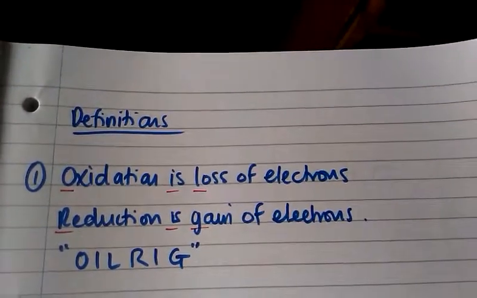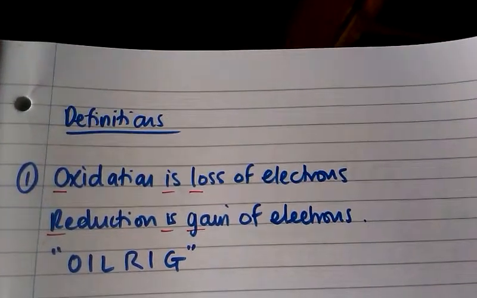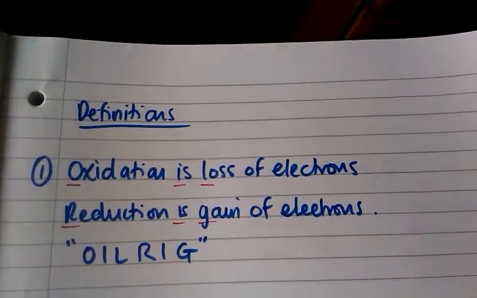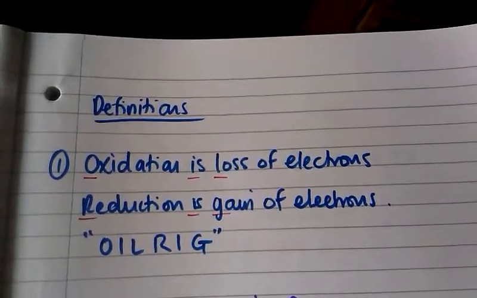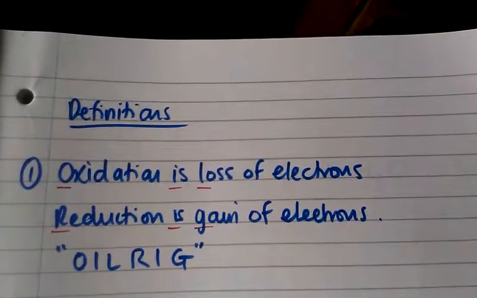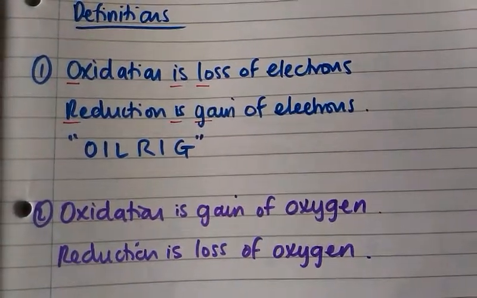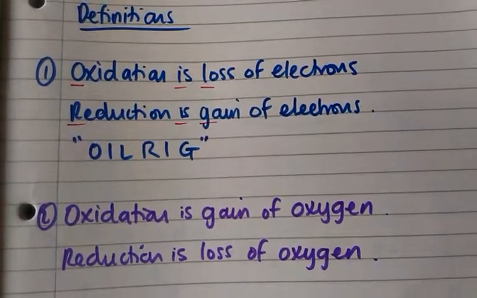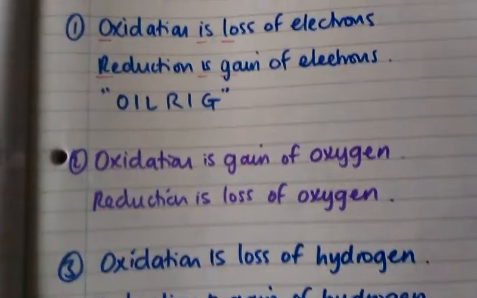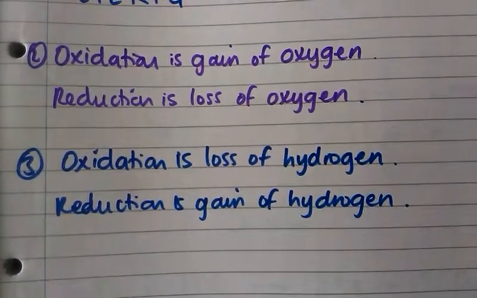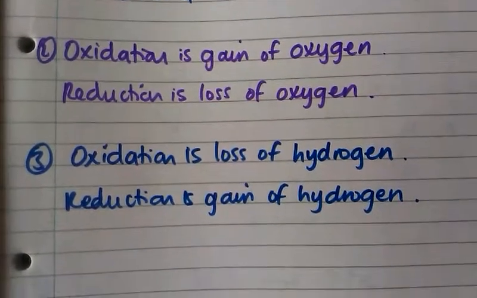Okay, so oxidation is loss of electrons and reduction is gain of electrons, and I used to find that the mnemonic OIL RIG was quite useful in helping me remember this. Secondly, oxidation is gain of oxygen and reduction is loss of oxygen. And finally, oxidation is loss of hydrogen and reduction is gain of hydrogen.